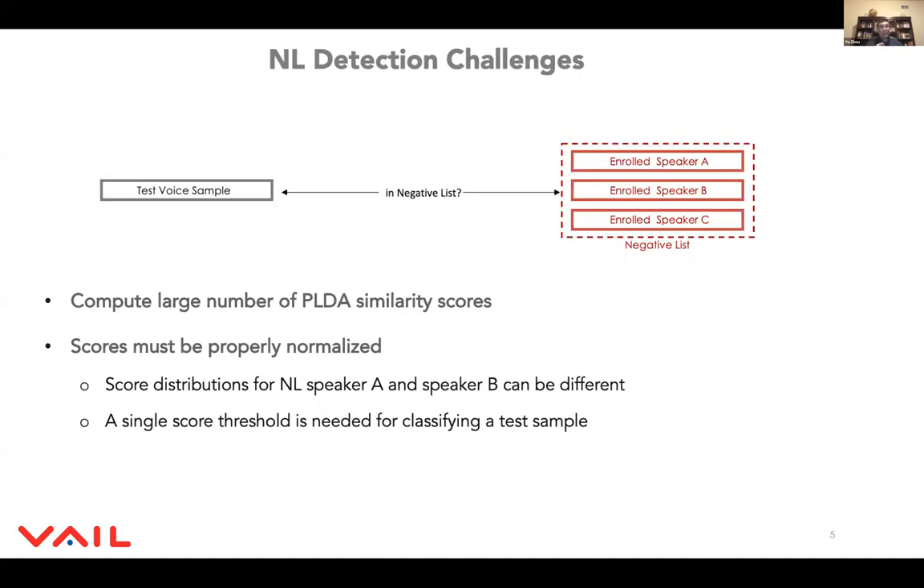Here, we would like to address a couple of challenges in negative list detection. The first is that it requires the computation of a large number of PLDA similarity scores. Often there are thousands of fraudulent speakers in the negative list in a call center service. So for each test sample, one has to compute thousands of PLDA similarity scores. That is computationally expensive, and it also introduces latency, or delay, in the real-time detection.